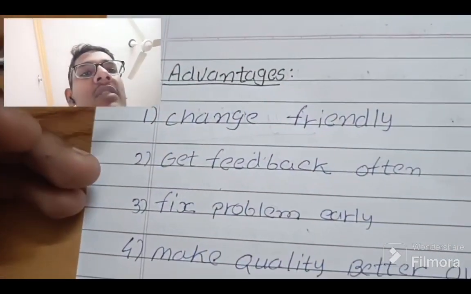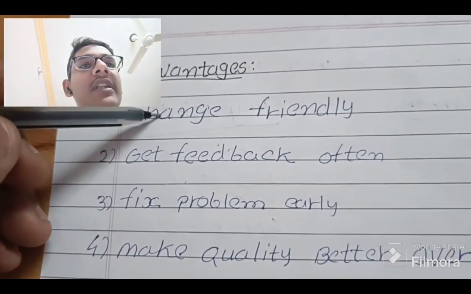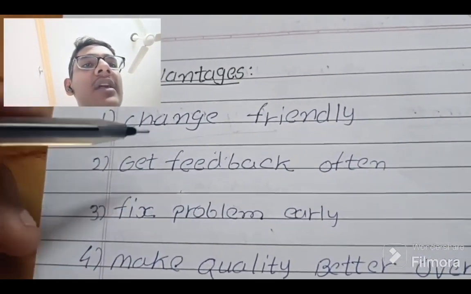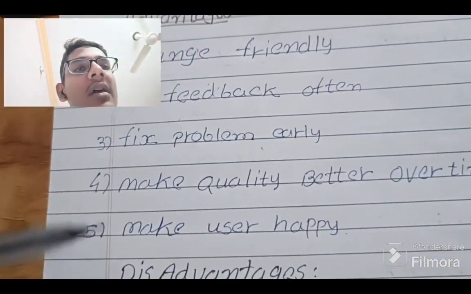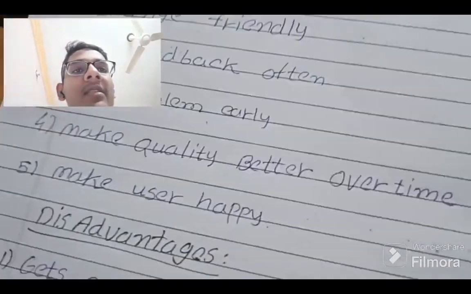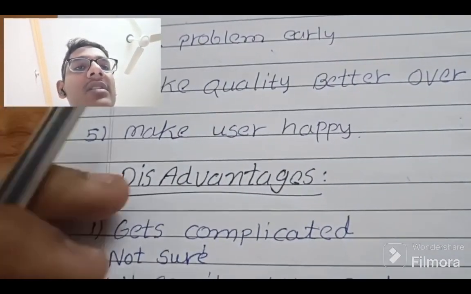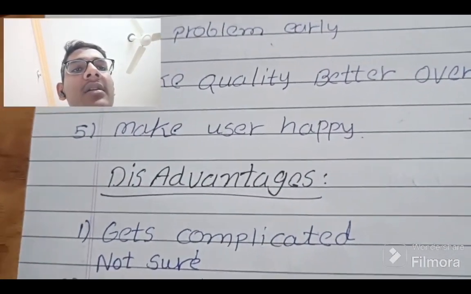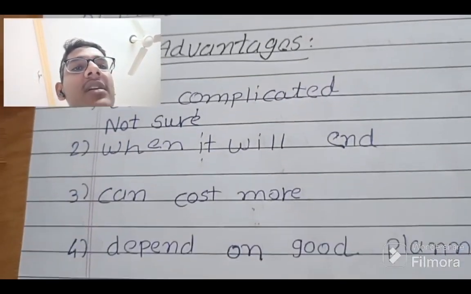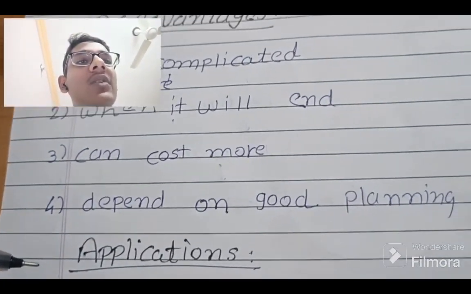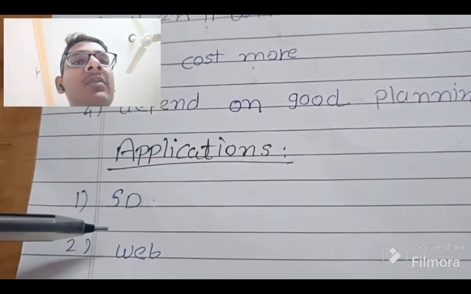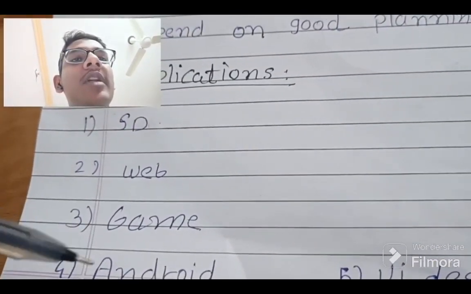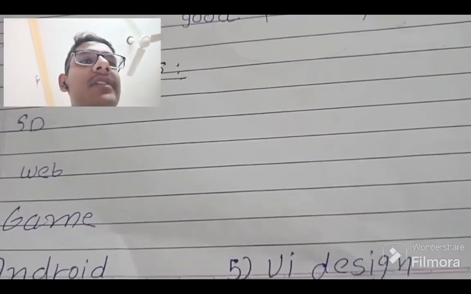Now we will discuss advantages. We can change the design easily and get feedback early, and we can also fix problems early and make users happy. This model also has some disadvantages. It can get complicated, it is not certain when it will end, it can cost more, and it depends on good planning. The applications of this model are software development, web development, game development, Android development, and UI design.